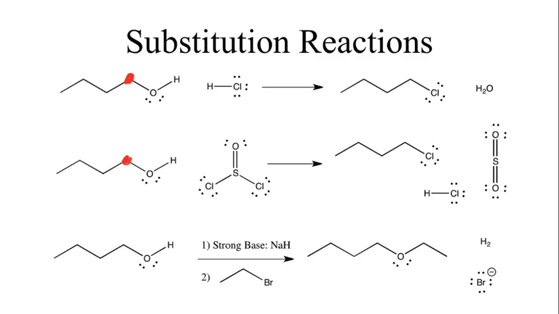Okay, so we can either have our alcohol act as an acid first and then become a nucleophile, or we have it act as a base and make our carbon act as the electrophile. Okay, and that's so we can get both directions for our substitution reactions.